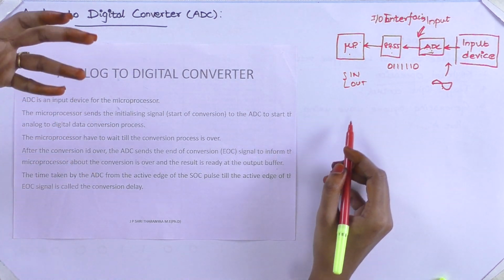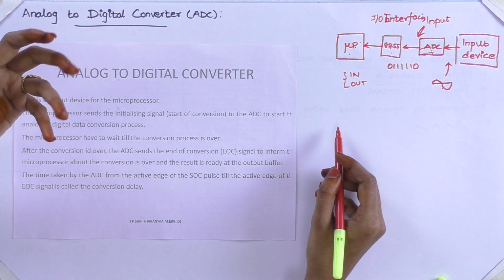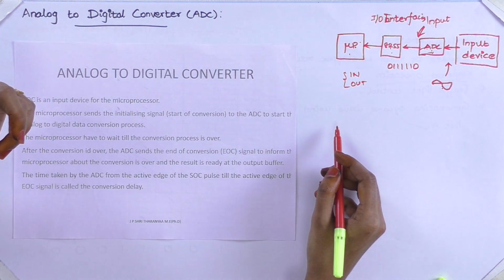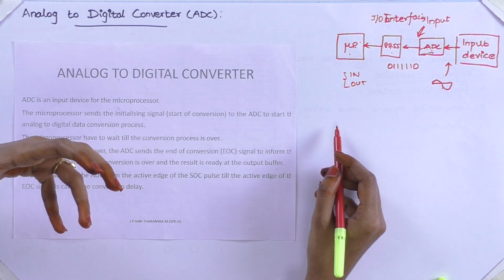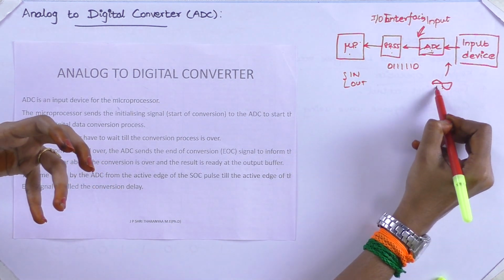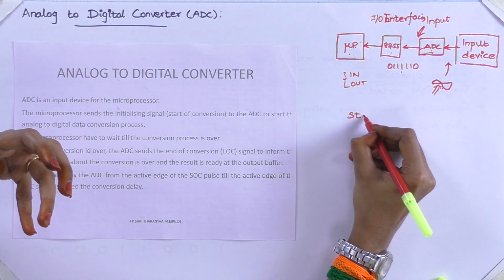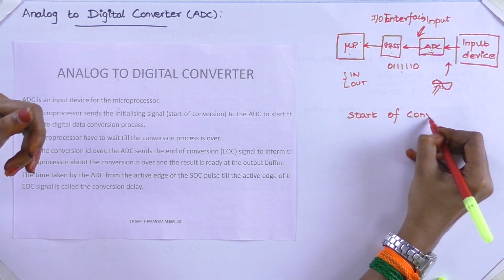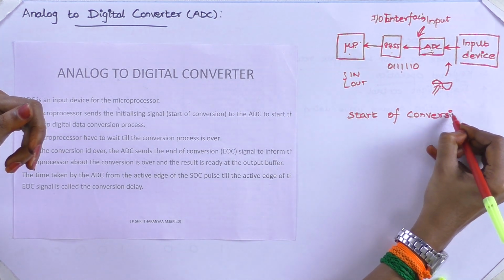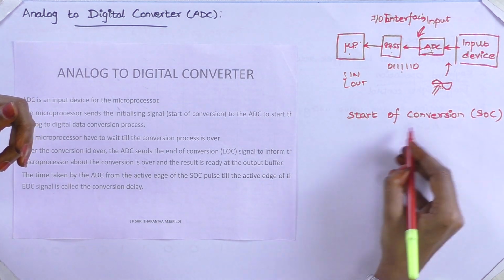As I have told you, this analog to digital converter is an input device for the processor. This analog to digital converter will start to convert analog data into digital data only if it gets a start of conversion signal. This signal is nothing but SOC, start of conversion.